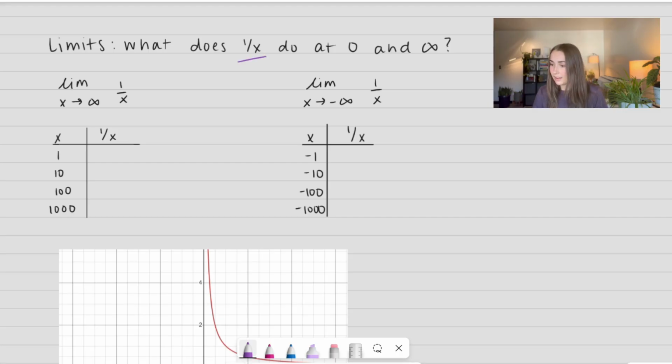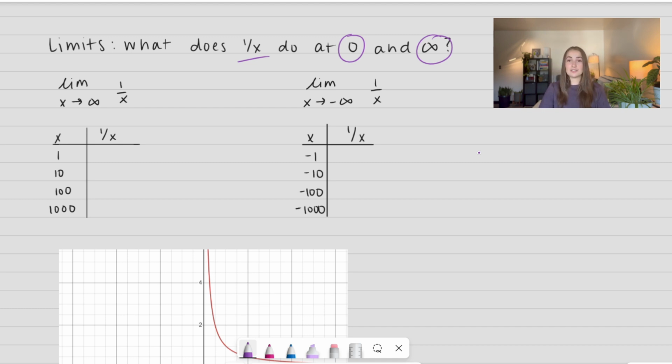So we're just going to go ahead and dive into it. What does 1 over x do at 0 and infinity? First, we're going to look at what it does at infinity. So we have the limit as x approaches infinity of 1 over x, and the limit as x approaches negative infinity of 1 over x.